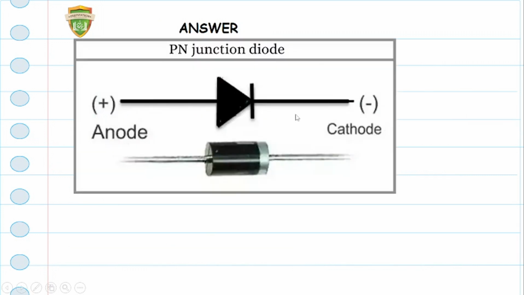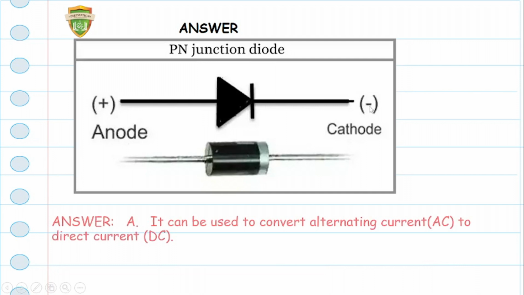So you can see this diagram once again. If you look at this diagram, you can see this part. The alternating current is coming, and when it gets to this part, it now gets changed into direct current, so it can flow in only one direction. So that means our answer is A. It can be used to convert alternating current to direct current.